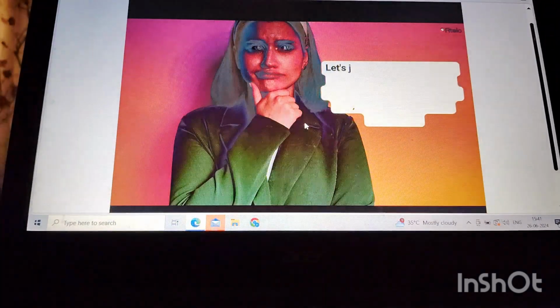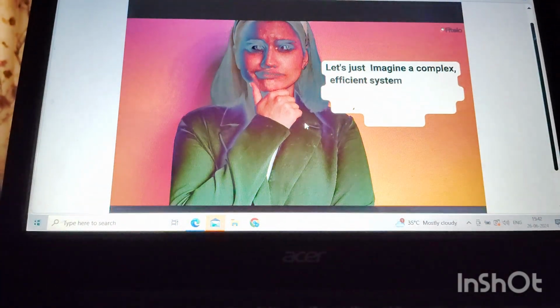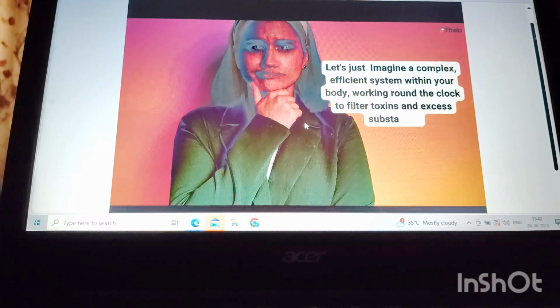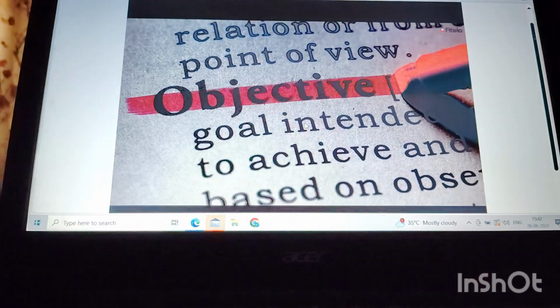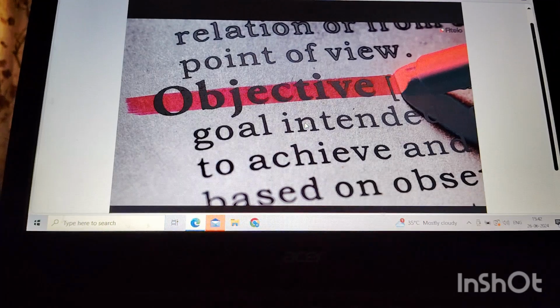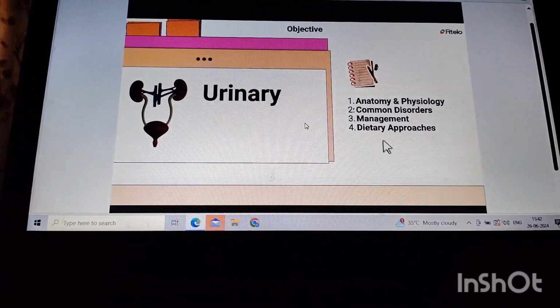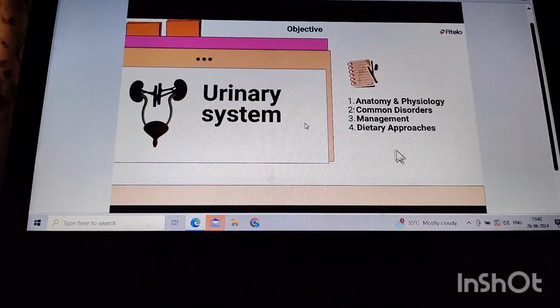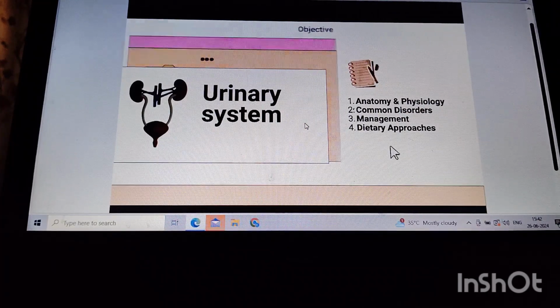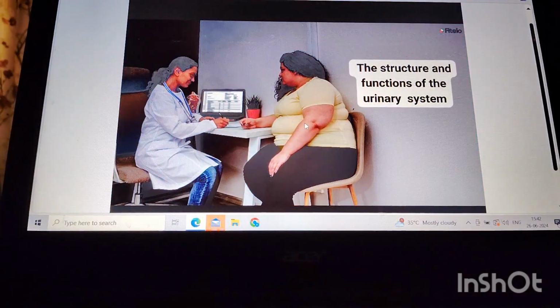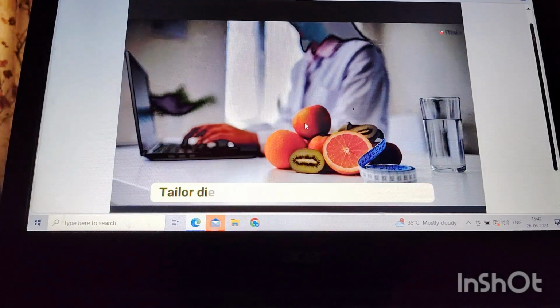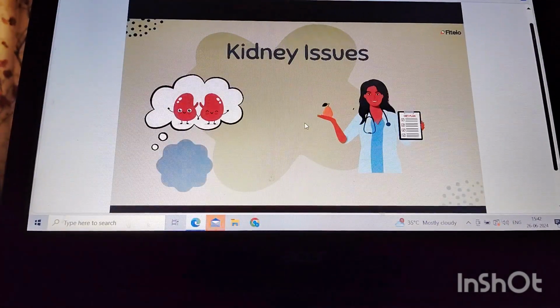Let's just imagine a complex, efficient system within our body working round the clock to filter toxins and excess substances. Now, let's first understand the objective of the session. Here we are going to explore the urinary system anatomy, physiology, and related diseases so that dietitians will understand the structure and functions of the urinary system and will be able to plan tailored dietary recommendations for clients with kidney issues.